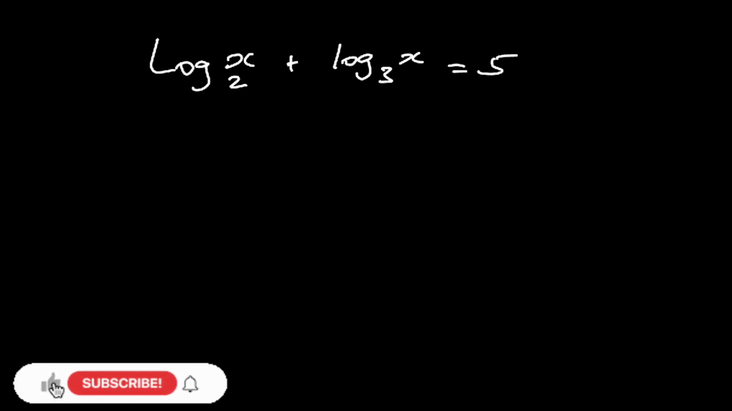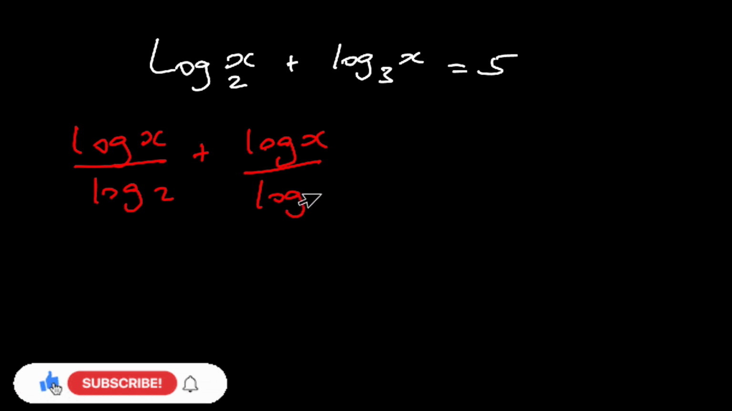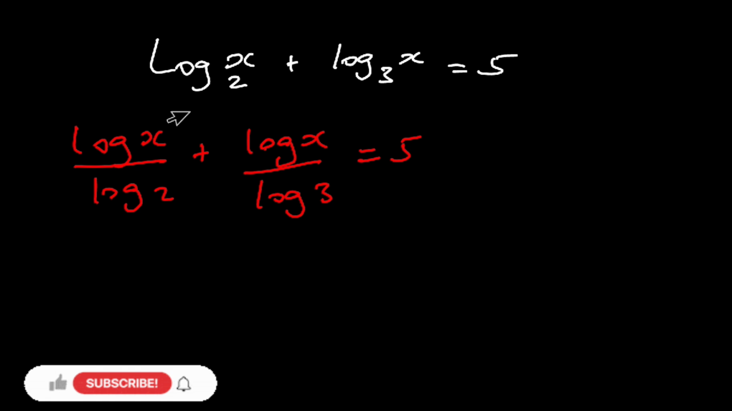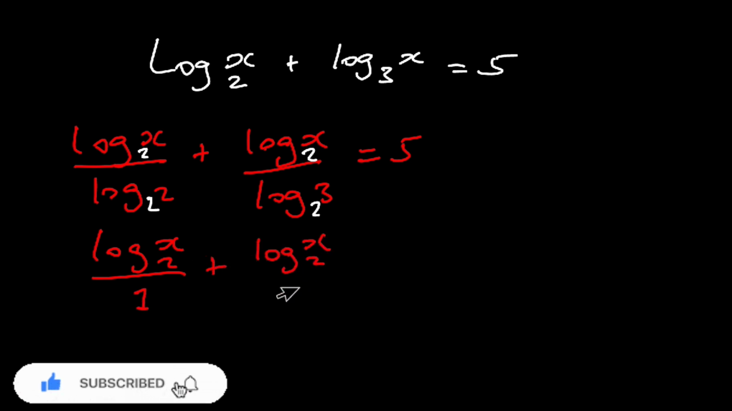Well, the second method actually involves change of base. So we're going to have log x divided by log 2 plus log x divided by log 3 equals 5. We're going to assign a common base to all these logarithms. We can choose to assign either base 2 or base 3, so any one of them is correct. So let's assign base 2. So we have base 2 here, here, here, and here. So we're going to have log x base 2 divided by log 2 base 2, which is 1, then plus log x base 2 divided by log 3 base 2 equals 5.